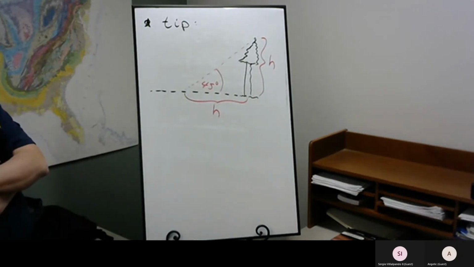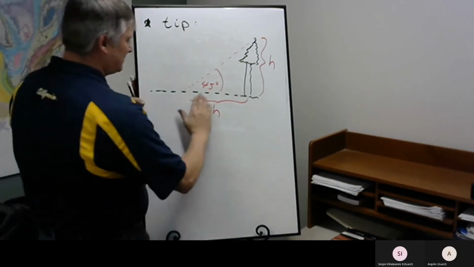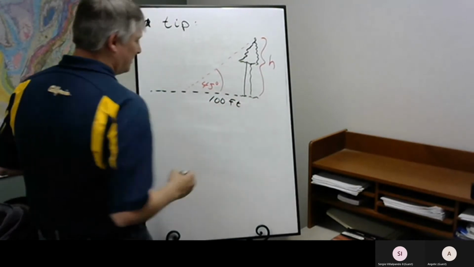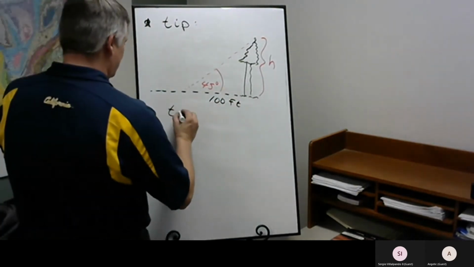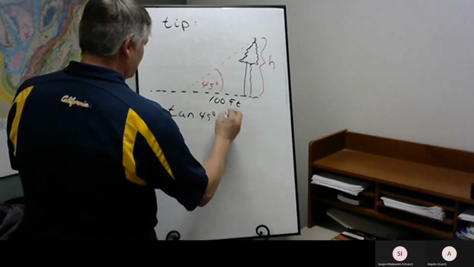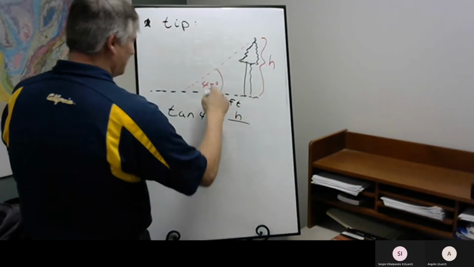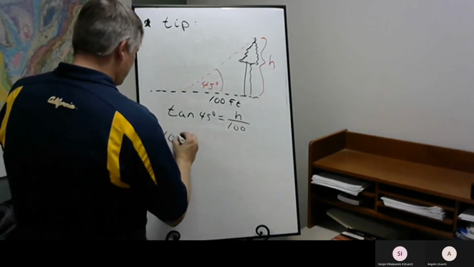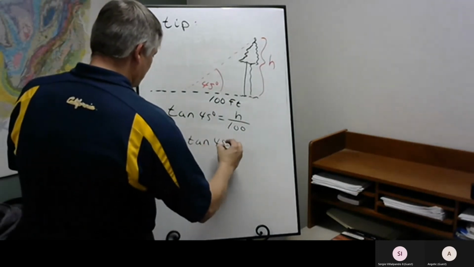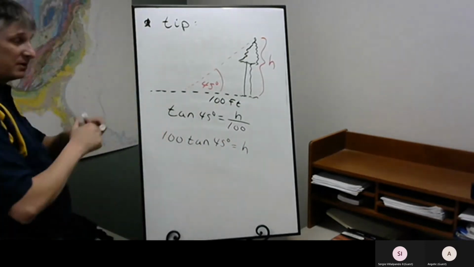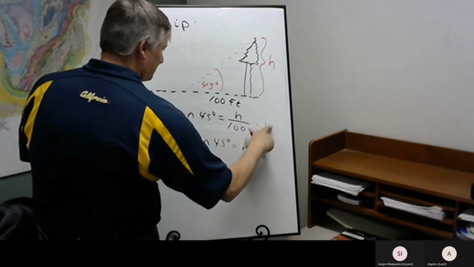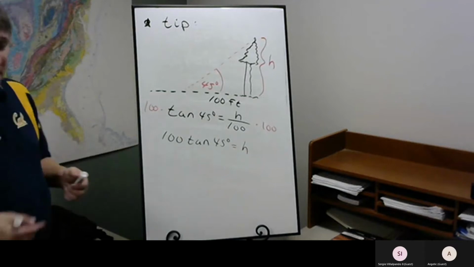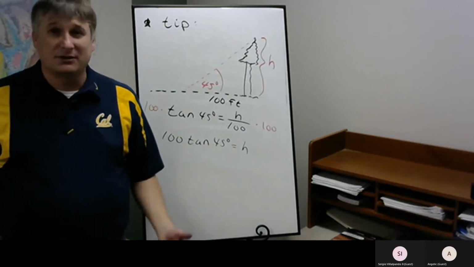Why is this true? Well, let's say we know this height is 100 feet. This is going to be a really tall tree. So you'll get your tangent of 45 degrees, opposite over adjacent. Multiply both sides by 100. You'll get 100 tangent 45 degrees is h. Put in my multiplication. The key thing here is the tangent of 45 degrees is equal to 1.